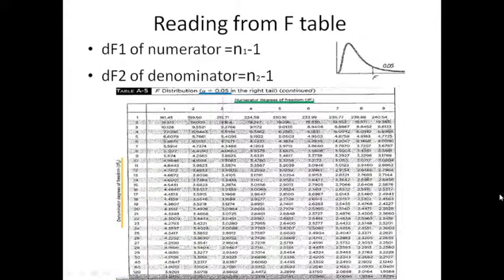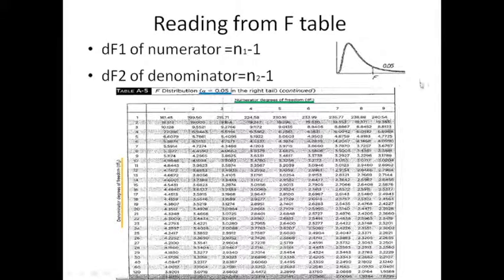Now I'm going to show you how to read from the F table. The first step is to find out the alpha. Then we can decide which table we're going to use. Alpha is usually given in the questions. If it's not given, we can use 0.05 to find the F table. Then we construct a graph.